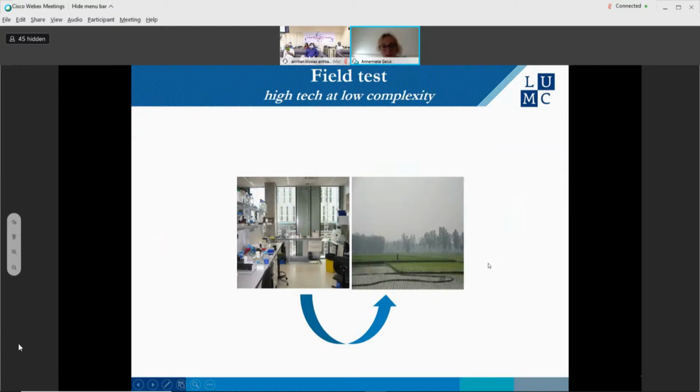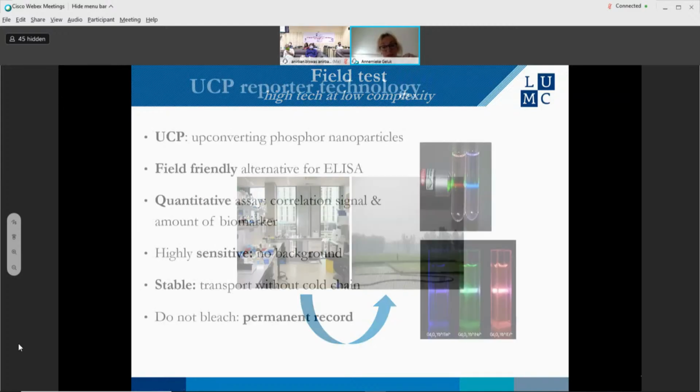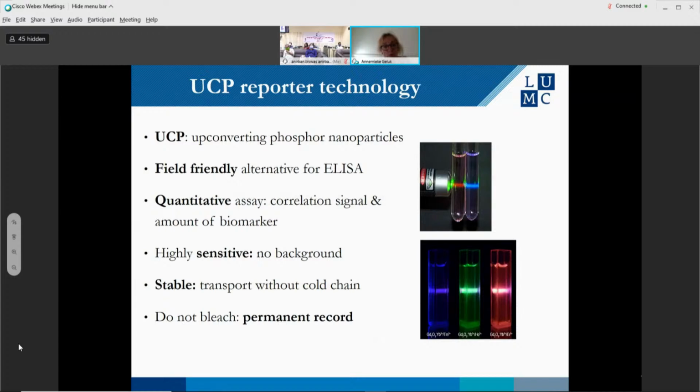So having identified those biomarkers, now it was the challenge to move from high-tech to a low complexity, to be able to use the biomarkers also in the field. So for that, we use the UCP reporter technology. The UCP stands for upconverting phosphor nanoparticles, and it's actually a field-friendly alternative for just an ELISA. It is very important to realize that this is a quantitative assay. So it's not like plus or minus. It's not dependent on who is doing the test. So it's not operator dependent because it's a quantitative assay and there's direct correlation between the signal and the amount of biomarker.